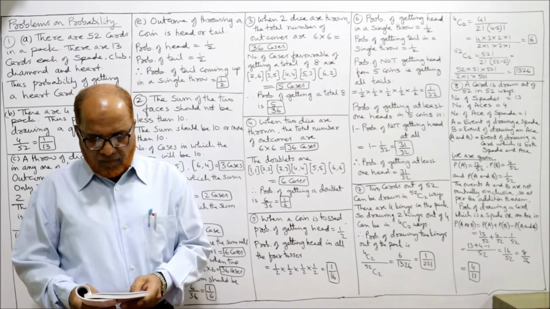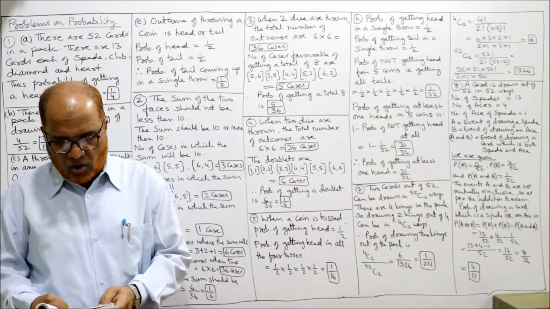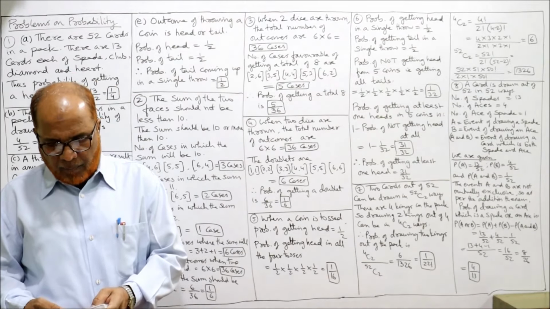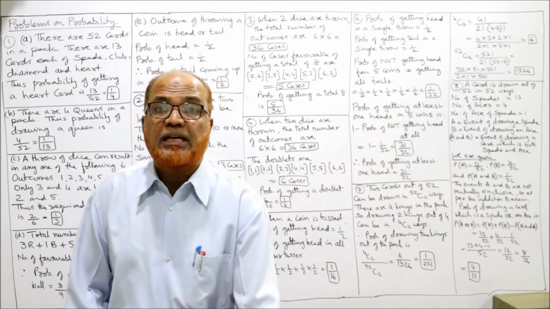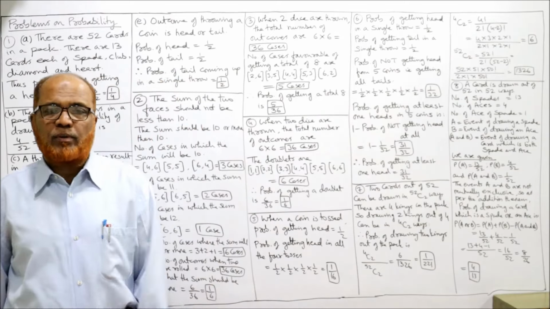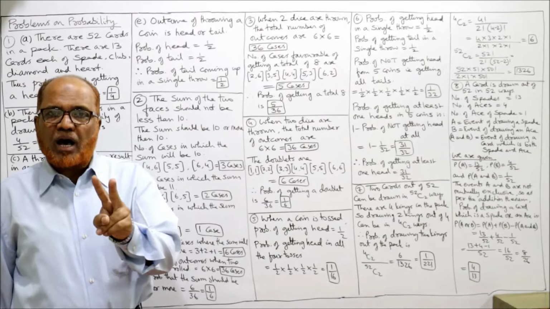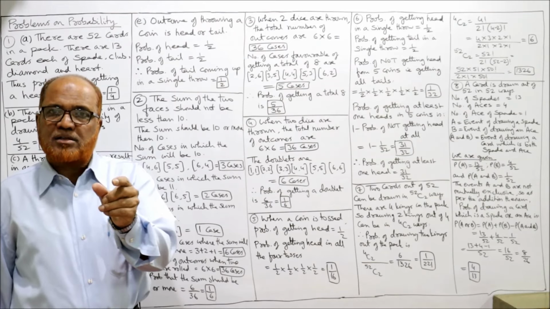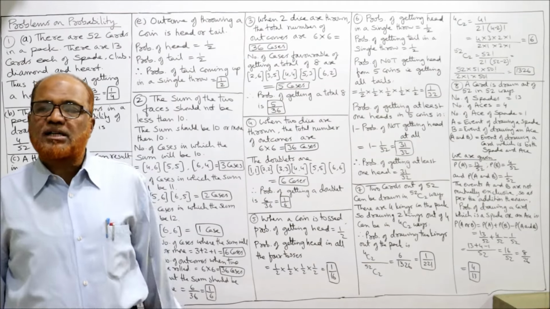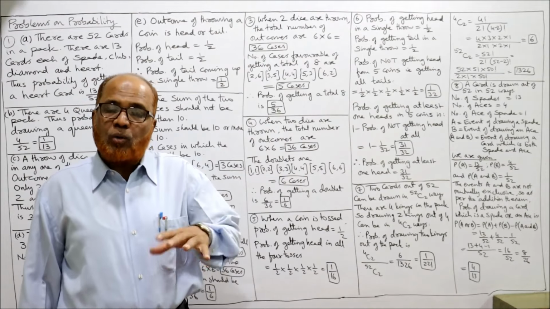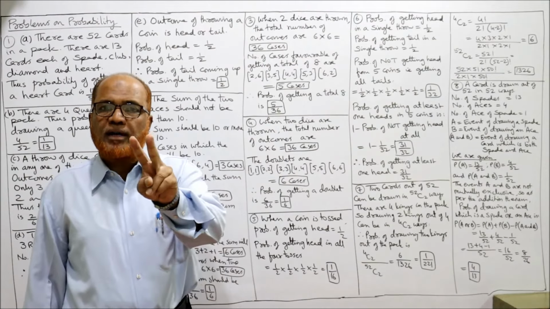2 cards are drawn from a pack of cards. Find the probability that the 2 cards are kings. Again, a different problem. 2 cards are drawn from the pack of cards. So actually pack of cards consists of 52 cards. Out of 52 cards, we are drawing 2 cards.